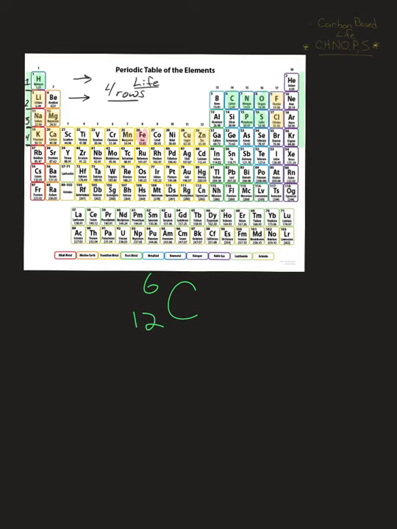To remember what that means: there are 6 protons in the nucleus of a carbon atom. With 6 protons, that also means I have 6 neutrons. How do I know that? Because I have an atomic mass of 12. So 6 and 6 is 12. The nucleus of the atom looks something like that, and it's very small.